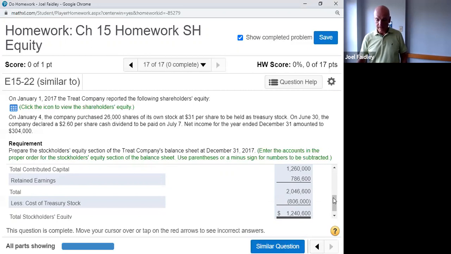Okay, that is chapter 15 homework. Again, if you have any questions, being an online course, please email me and I'll help you the best I can. Pearson is very good about having Ask Your Professor through MyAccountingLab. You can click on that and it'll send me an email, and I'll see what you're looking at.